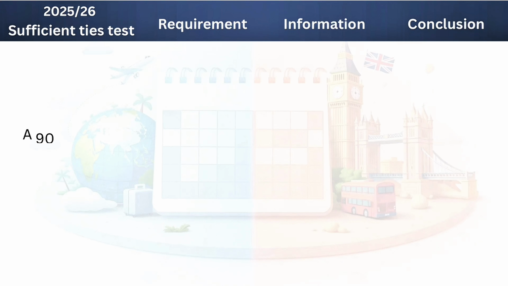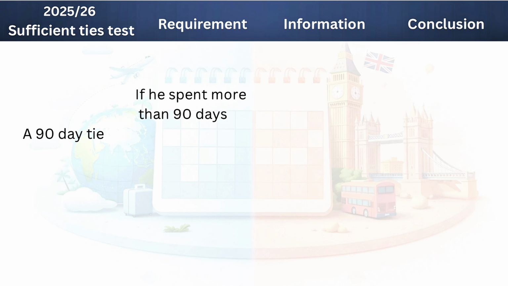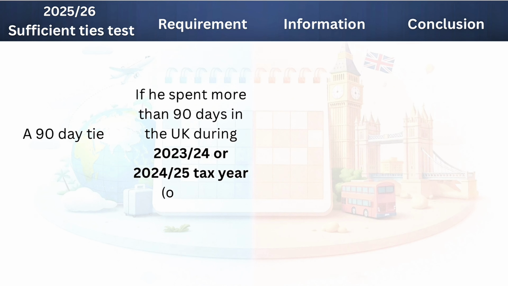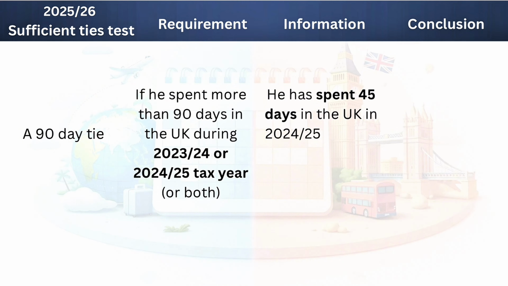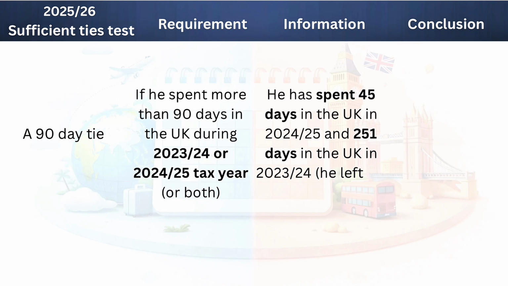And the fourth tie test is the 90-day tie. The requirement of it is if he spent more than 90 days in the UK during 23-24 or 24-25 tax year, or in both tax years. And the information we hold for him is he has spent 45 days in the UK in 24-25 and 251 days in the UK in 23-24. And he left the UK on 12th December 2023. Therefore, he has 1 tie to the UK.